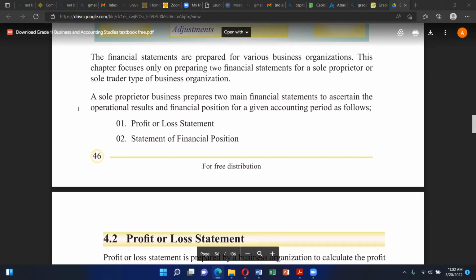Number one, profit or loss statement. Number two, statement of financial position.